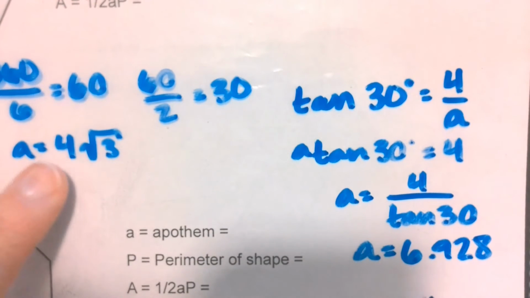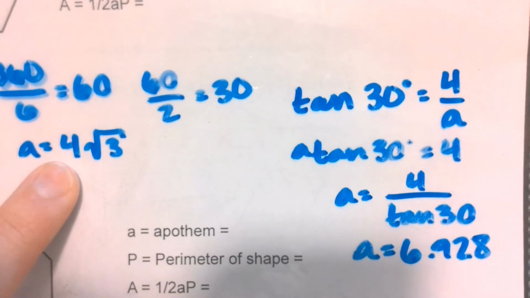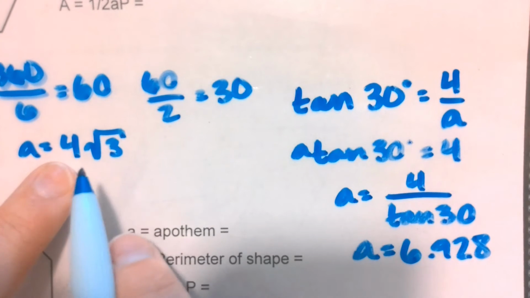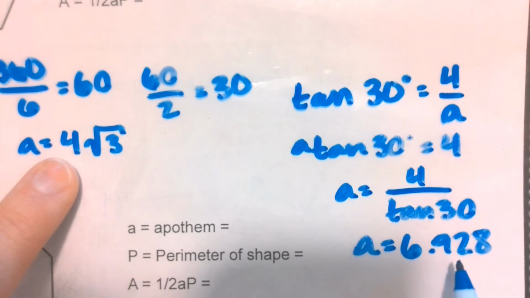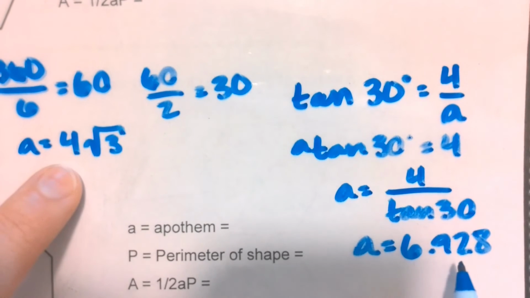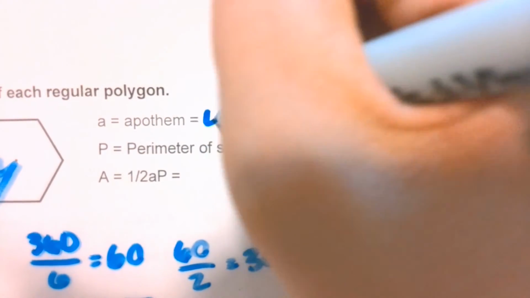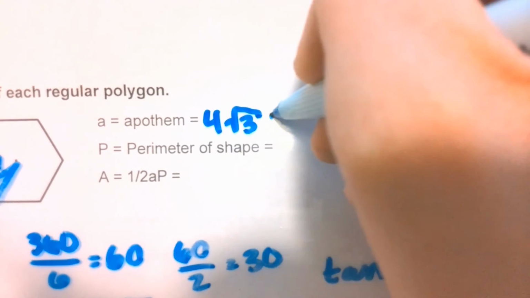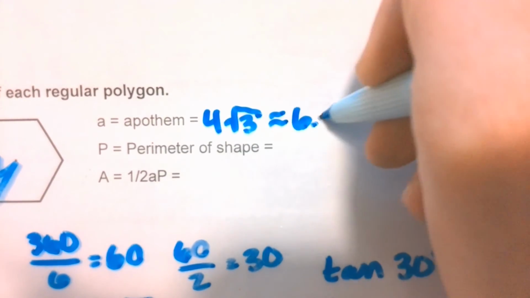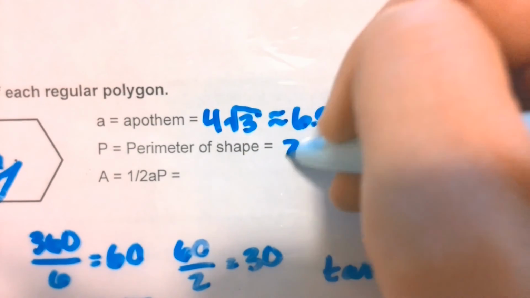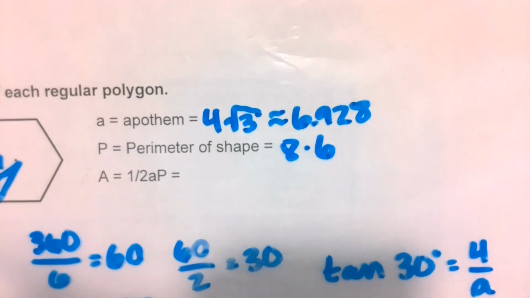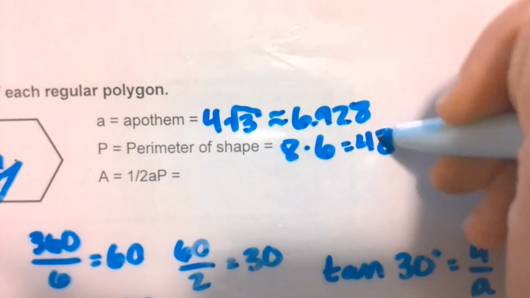And this is the equivalent of 4 radical 3. It's not as exact because 4 radical 3 is an exact value, where this one we had to round. But they are going to be close enough that it's not going to matter which one you use. I would go to 3 decimal places here though. So for your apothem, you could use 4 radical 3 or the 6.928. For our perimeter, we had a side length of 8 and then 6 sides, so our perimeter is 48.